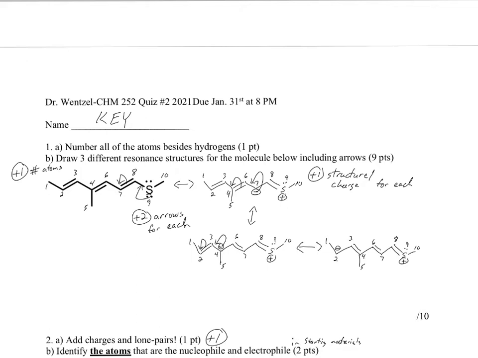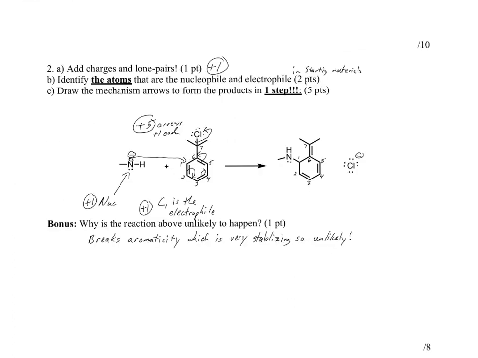A lot of folks try to do too much at once, and I was looking for it stepwise, for those 3 different ones. There's other possibilities as well. You could have just moved the electrons to one of these pi bonds if you wanted to, but that was up to you.